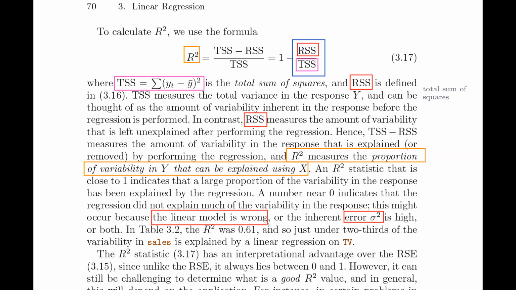In table 3.2, the R squared was 0.61. And so just under 2/3 of the variability in sales is explained by a linear regression. I think this is really important. 2/3 of the variability in sales is explained by a linear regression on TV.